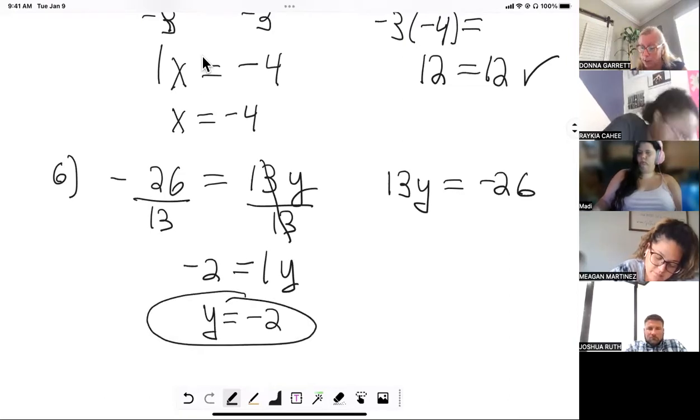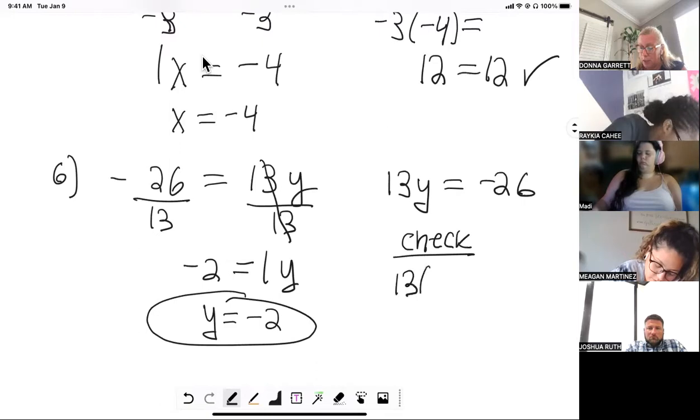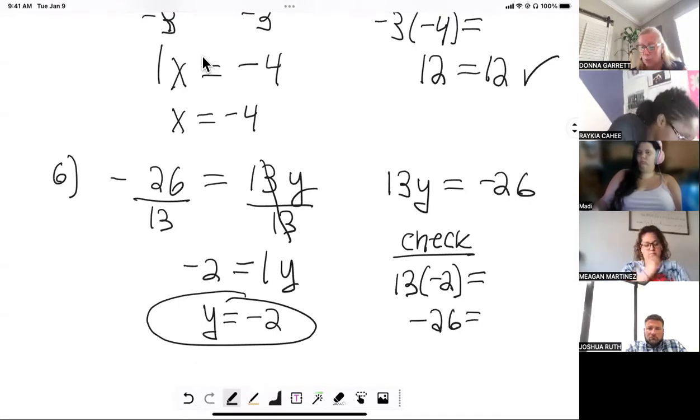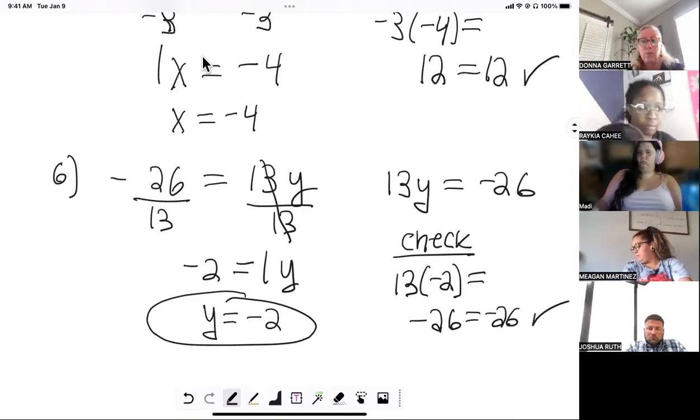And then we're going to check. 13 times negative 2 is negative 26. What do we want it to equal? We want it to equal negative 26. So I got the right answer.